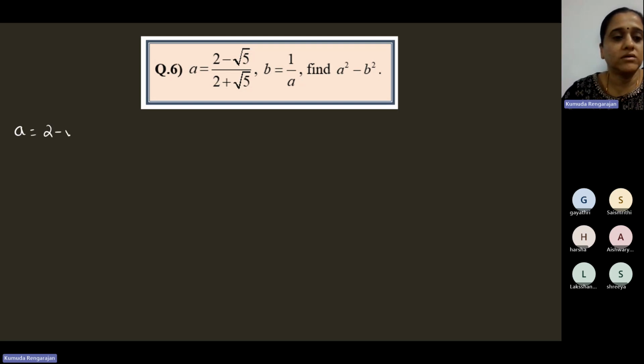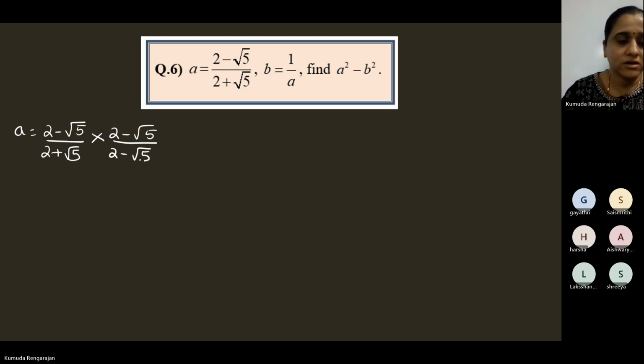So A is what? 2 minus root 5 by 2 plus root 5. The denominator is irrational. So we'll have to rationalize it. What's the conjugate? 2 minus root 5. So multiply and divide by that.